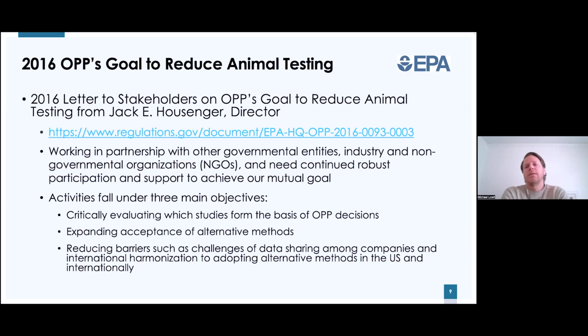In 2016, the director of OPP released a letter to stakeholders reinforcing OPP's commitment to the 3 Rs and highlighting 3 main objectives, which are to critically evaluate the studies that impact OPP decisions on pesticide registrations, expand the acceptance of alternative methods, and reduce barriers with stakeholders and other regulatory agencies in the advancement of adopting alternative methods.